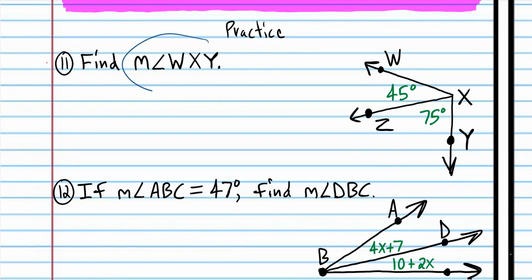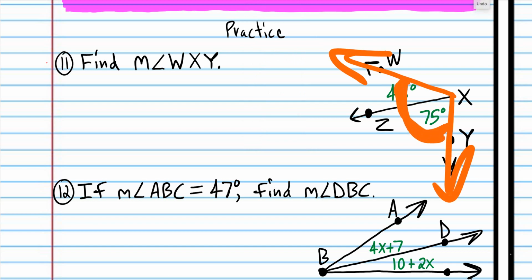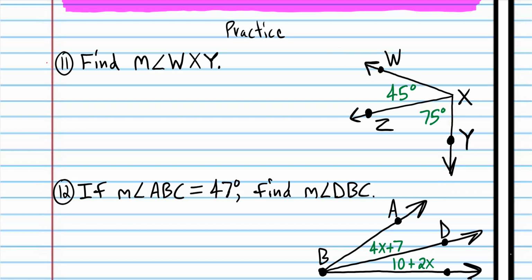So it says here, find the measure of angle WXY. Let me get a different color pen. That's this angle here. That's WXY. Now we can assume that we're not talking about the reflex angle. We're not talking about this angle out here. And maybe I should write that in the problem just so we know for sure. We're not talking about the reflex, but we want this angle measure here.